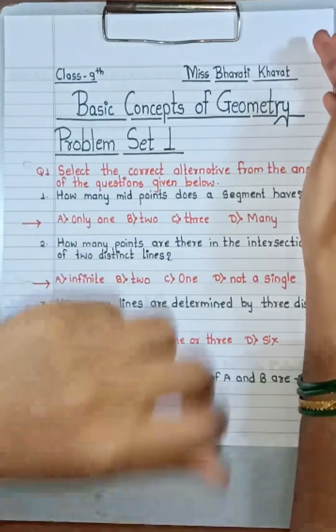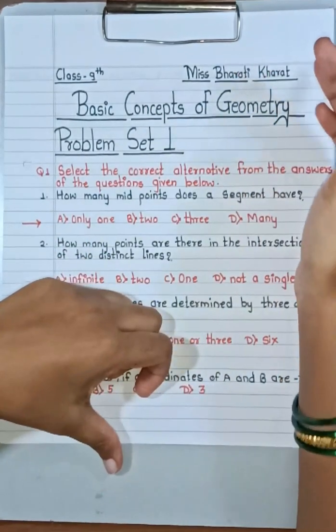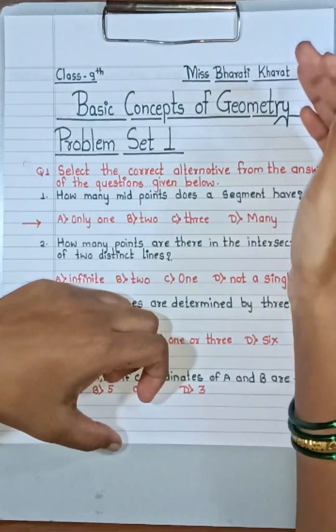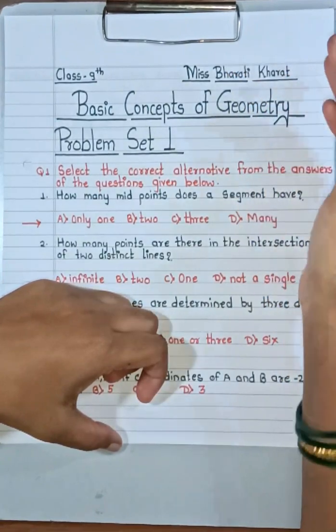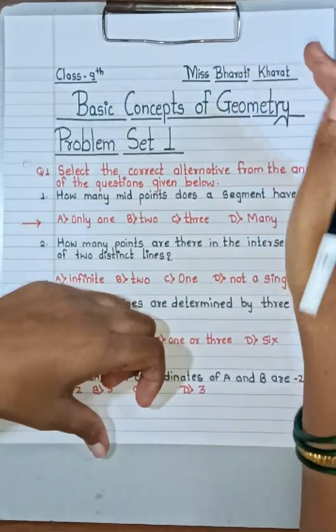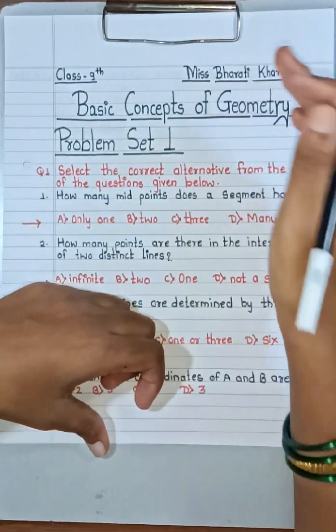Geometry. In the last session we have studied conditional statement and its converse. We have also studied what are direct and indirect proofs. We have also gone through practice set 1.3. Now let us proceed towards problem set 1.